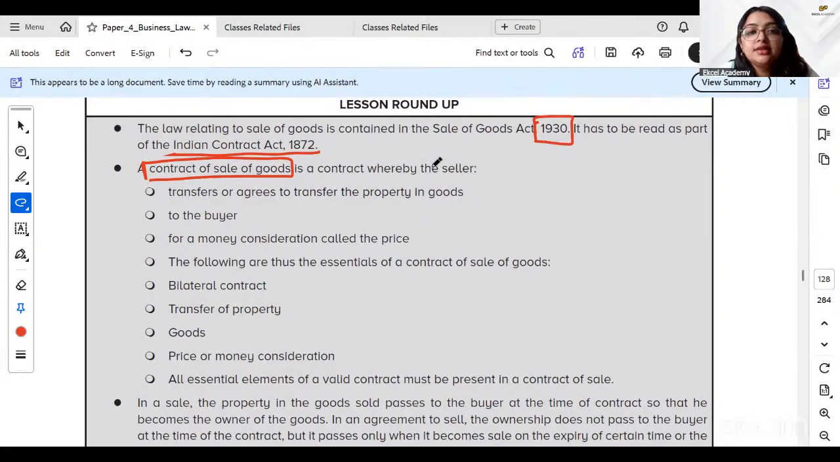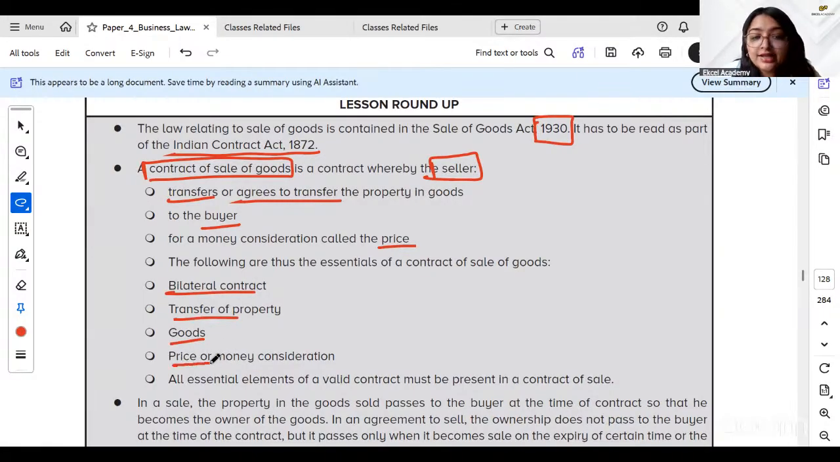So what is a contract of sale of goods? Where the seller transfers or agrees to transfer, so this becomes a sale or an agreement to sell, property in goods to the buyer for a money consideration called the price. It is a bilateral contract, two people should be there. Transfer of property, subject matter is goods. There has to be a price. If there is no price, it will be a gift. Or if there is a product in exchange for another product, it is going to be a barter.